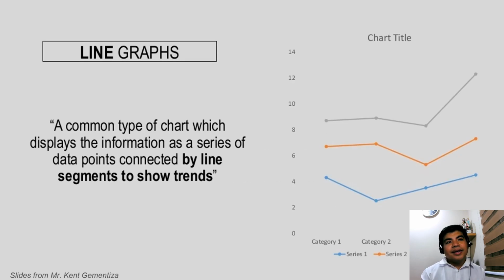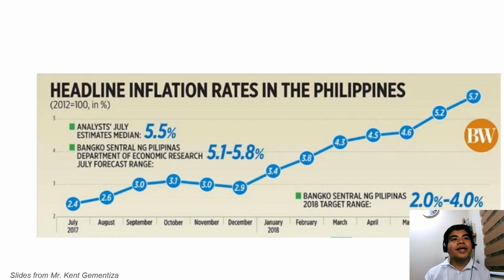The next chart or graph is line graph, a common type of chart which displays the information as a series of data points connected by line segments to show trends. This may be ascending or descending depending on the data or fact being represented. So of course, you have to take note that the line graph is composed of dots and segments, or line segments specifically.